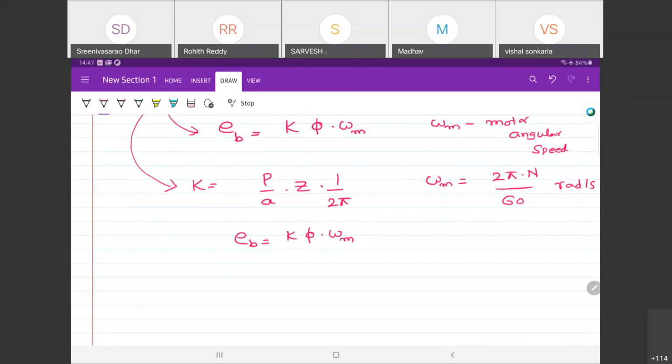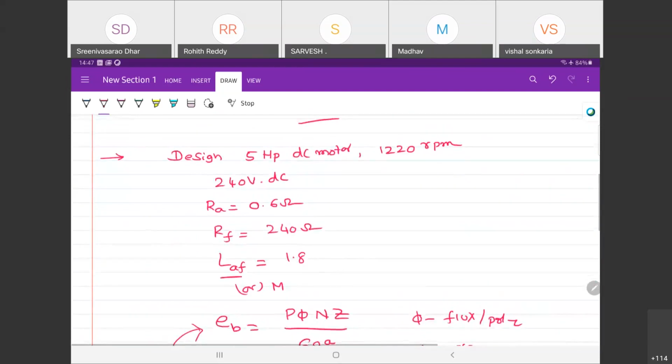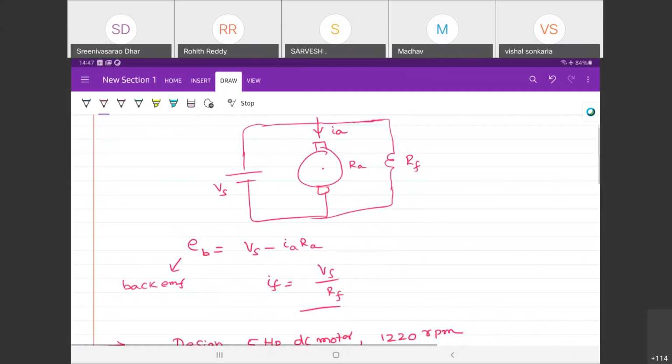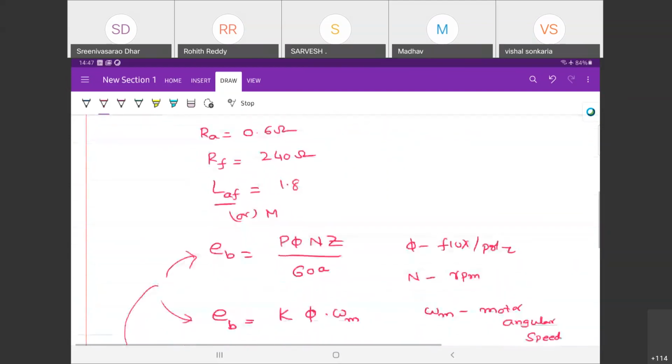Normally, if you consider a shunt motor, this flux is constant, right? You know this. Normally for a shunt machine, the flux is constant. So why is the flux constant? Because the field is directly fed from the supply voltage. Therefore, generally the supply voltage will not change, right?